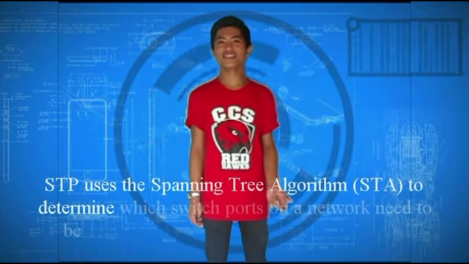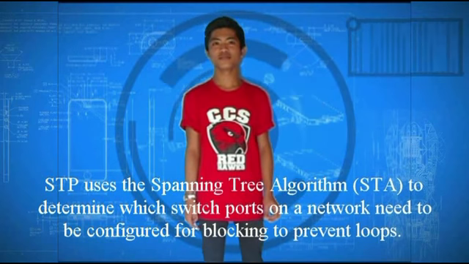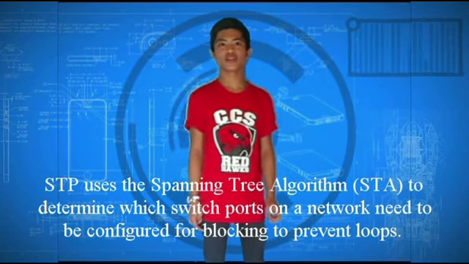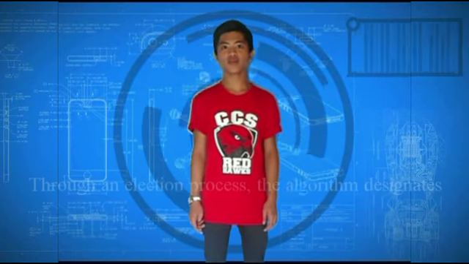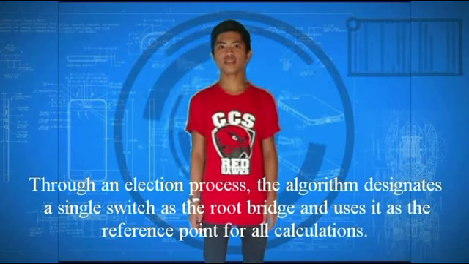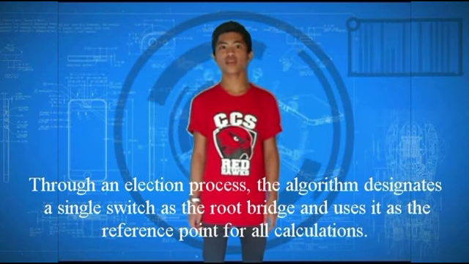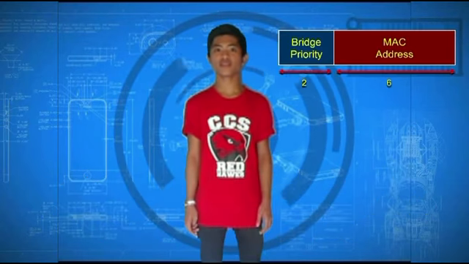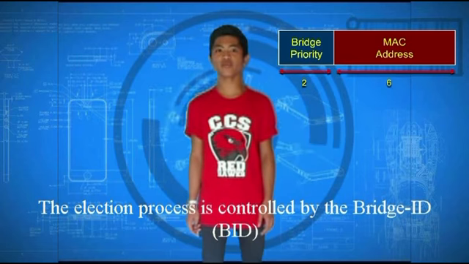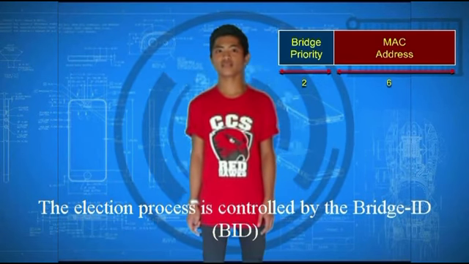STP uses the spanning tree algorithm, or STA, to determine which switch ports on the network need to be configured for blocking to prevent loops. To run an election process, the algorithm designates a single switch as the root bridge and uses it as a reference point for all calculations. The election process is controlled by the bridge ID, or BID.